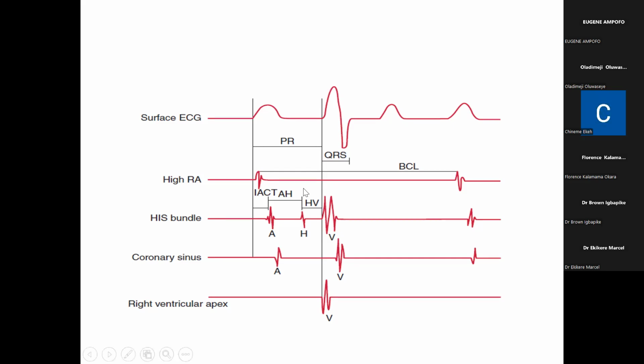So what are we saying in essence? That your CS catheter represents two things for you, atrial and ventricular activity for the left side. Hope you get that.